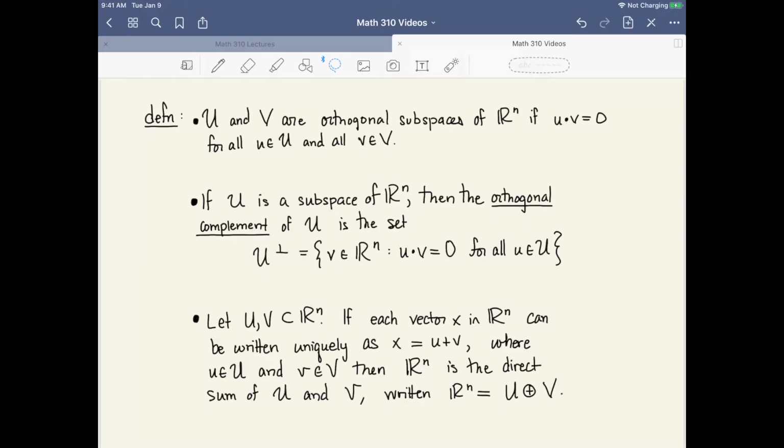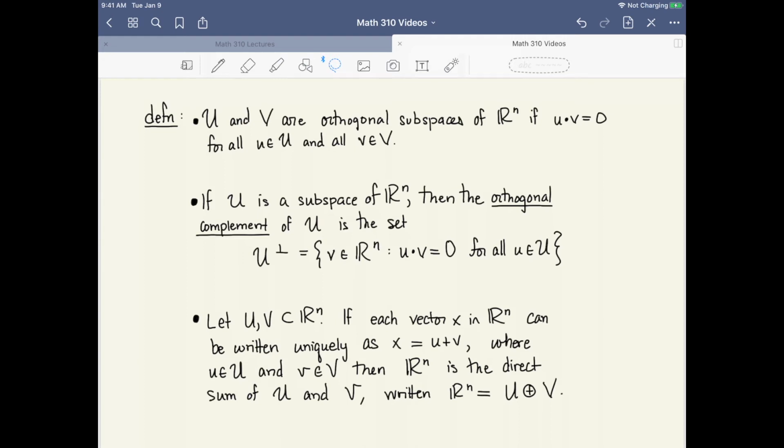I've been using the phrase orthogonal complement, but I haven't really defined it. So let's go over that. Let's assume now we're working in Rn, and U and V are vector subspaces of Rn. We saw the definition of orthogonality for subspaces, and it meant that the inner product was 0 for all of the vectors in U and all of the vectors in V.